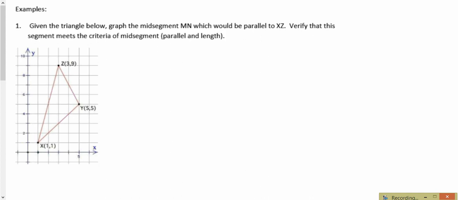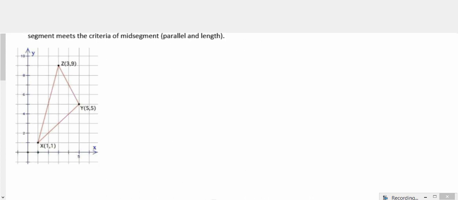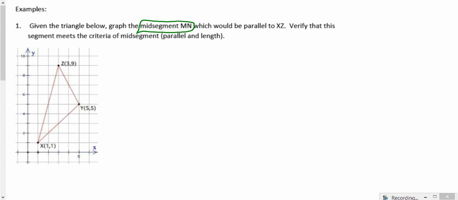Section 4, Video 4. So let's apply what we have learned and do an actual coordinate proof. This one asks us to graph a midsegment, MN. But notice there is no MN on this graph. We have a point Z, a Y, and an X, and that's it. So what MN are they talking about?